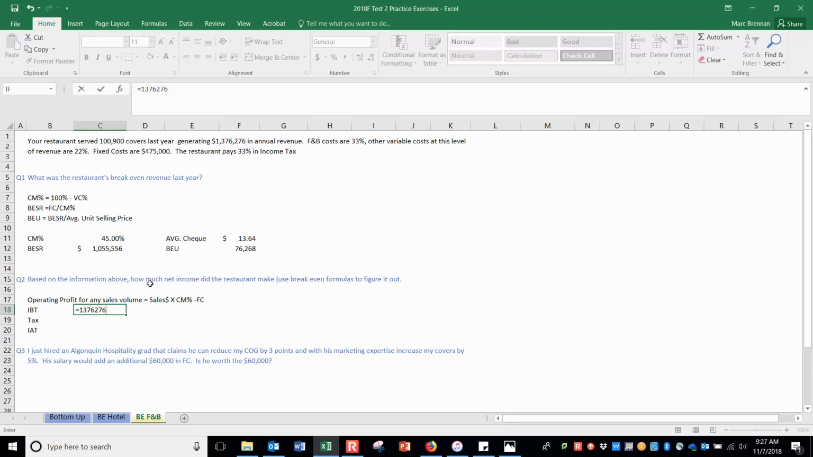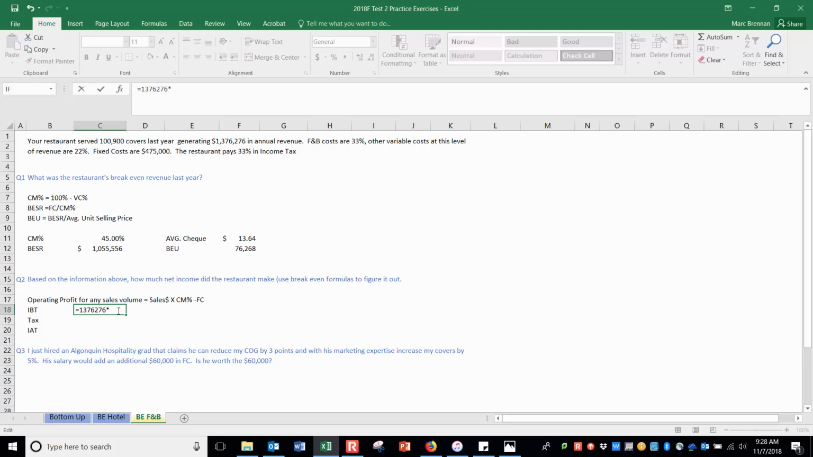Based on the information above, how much net income did the restaurant make? Okay, so we're asking based on this, because if we use the break-even number, it should tell us that we made $0. Okay, we want to know for $1,376,276, how much did the restaurant make?